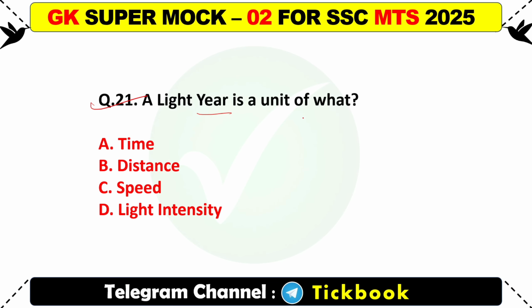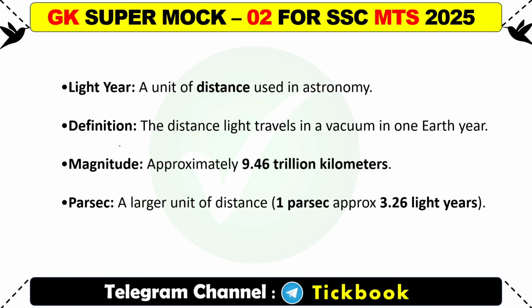21. A light year is a unit of what? Option B, distance. A unit of distance used in astronomy. Definition: the distance light travels in a vacuum in 1 Earth year. Magnitude: approximately 9.46 trillion kilometers. A larger unit of distance, 1 parsec, is approximately 3.26 light years.